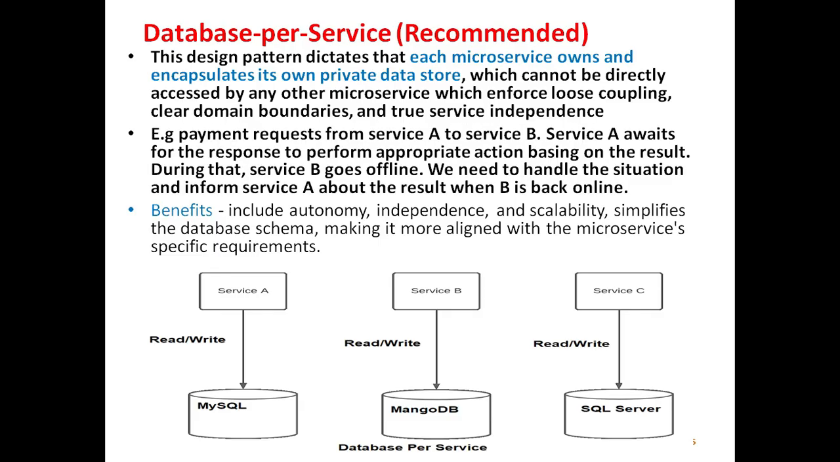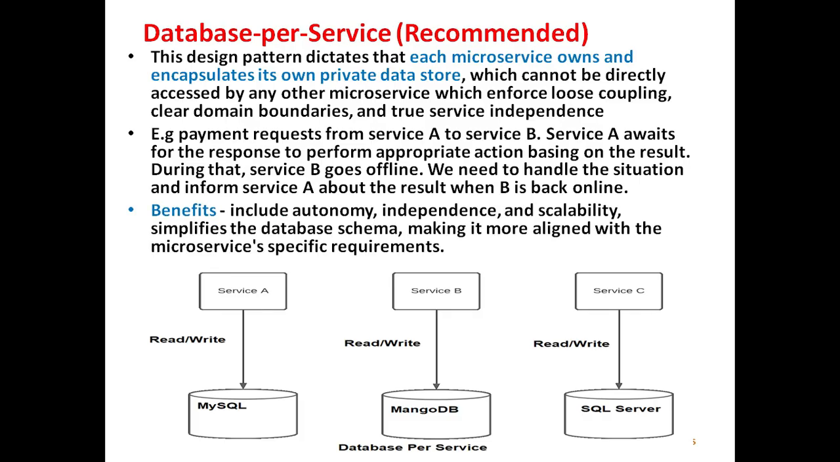For example, when service A gives a payment request to service B, service A waits for the response to perform appropriate actions, which is based on the result from B. Here we need to handle the situation and inform service A about the result when service B is back online. Benefits of this pattern include autonomy, independence, and scalability, which simplifies the database schema and makes it more aligned with microservice-specific requirements.